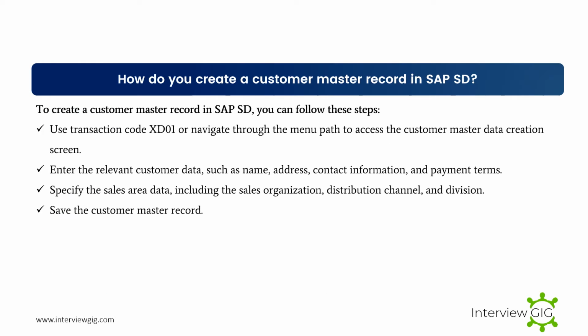How do you create a customer master record in SAP SD? To create a customer master record in SAP SD, you can follow these steps. Use transaction code XT01 or navigate through the menu path to access the customer master data creation screen. Enter the relevant customer data, such as name, address, contact information, and payment terms. Specify the sales area data, including the sales organization, distribution channel, and division. Save the customer master record.